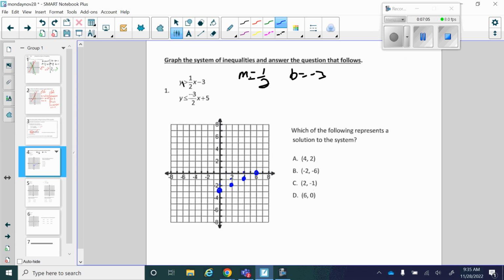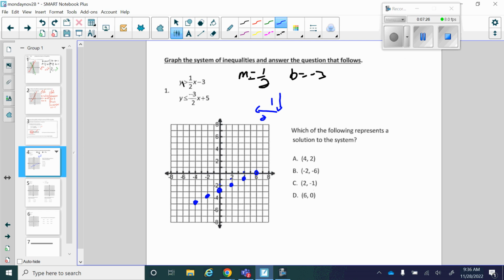Good. And I can go reverse now. I can go down 1 and to the left 2. So I can go down 1, left 2, down 1, left 2. Get the picture? And so let's connect my points.